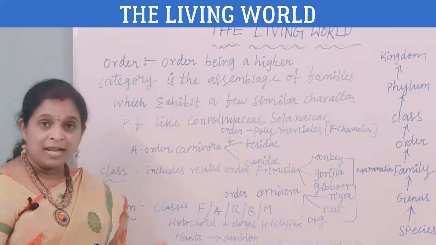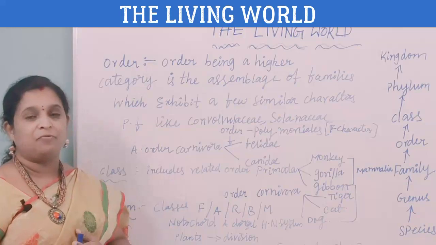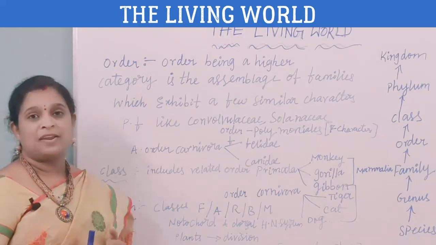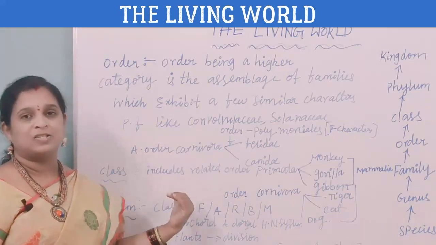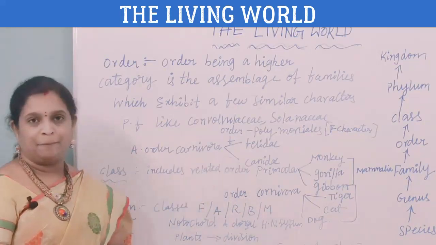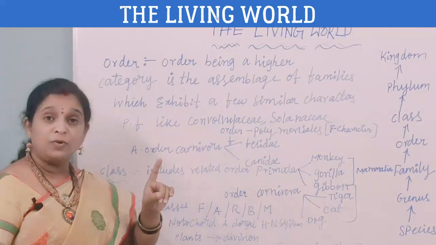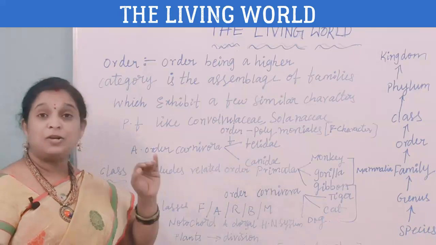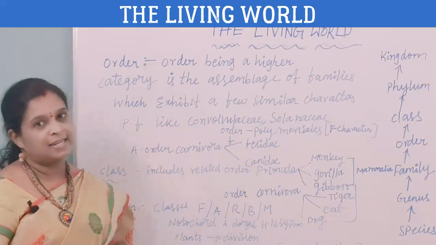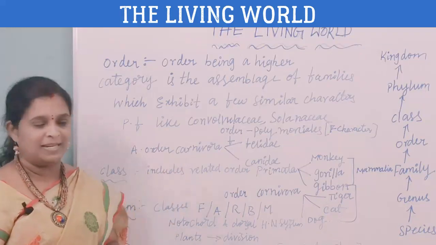Maybe externally they are different, but internally certain characters are similar. That's why they come under the class called Mammalia. Orders are different, children. Order Carnivora includes the tiger, cat as well as a dog, and Primata includes monkey, gorilla and gibbon, but all are coming under one class that is called Mammalia.